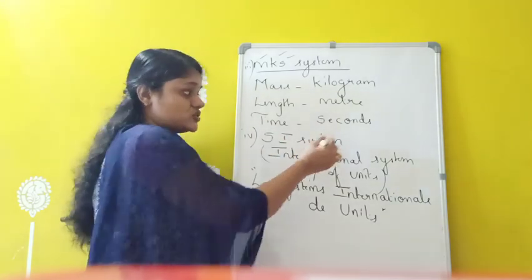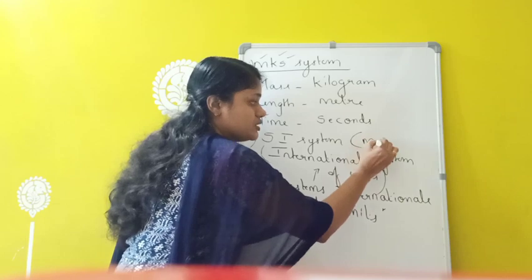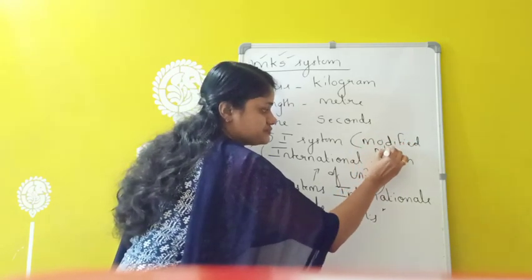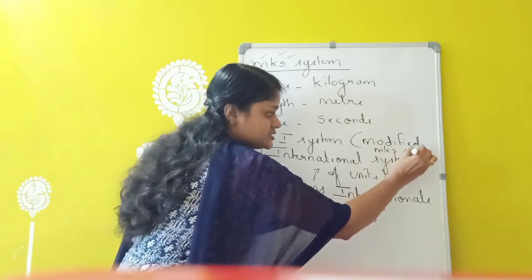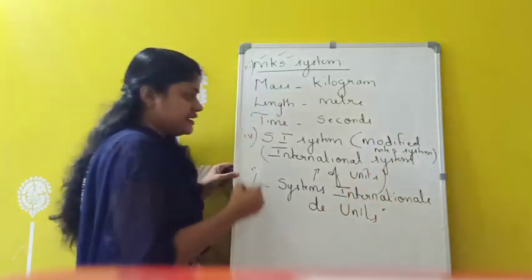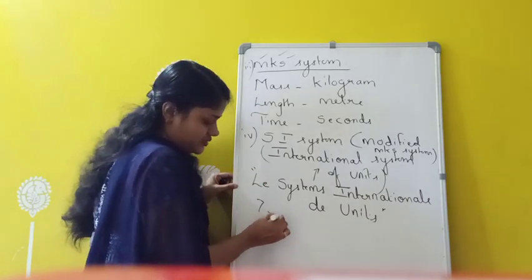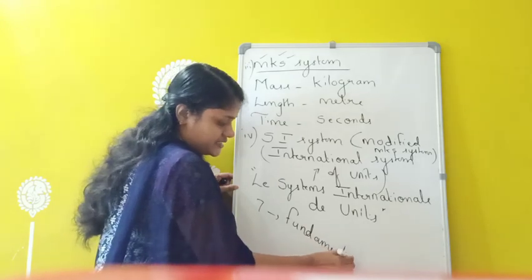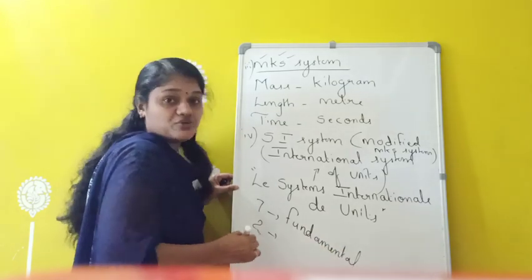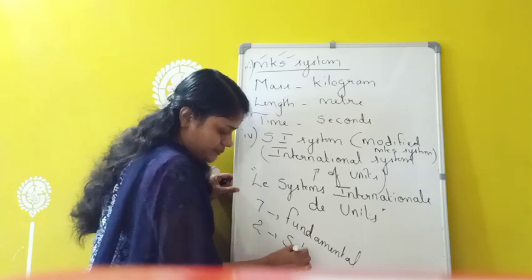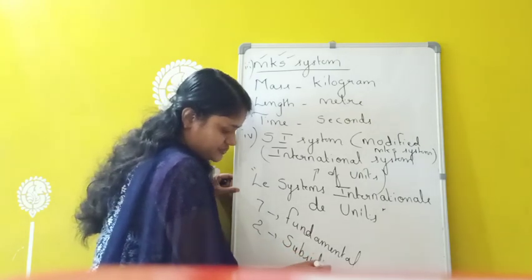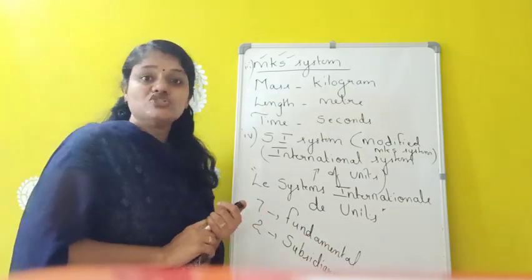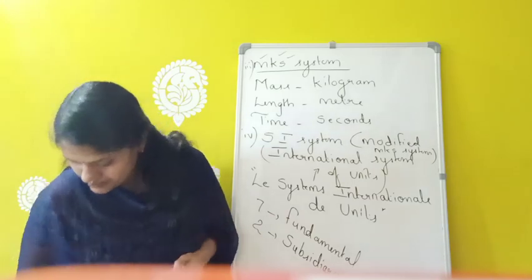And one more name is that it is also called as modified MKS system. And in this system we have 7 fundamental units. 7 fundamental units are there. And 2 more supplementary quantities are also there. Clear? So we have 7 fundamental units as well as 2 more supplementary quantities.